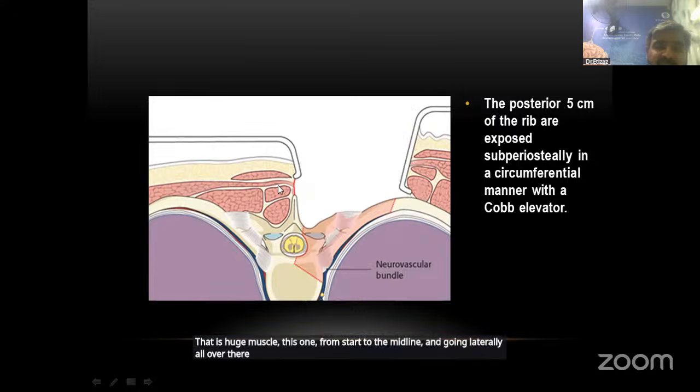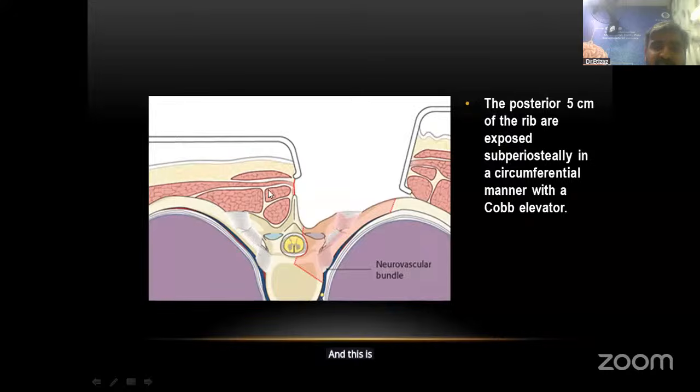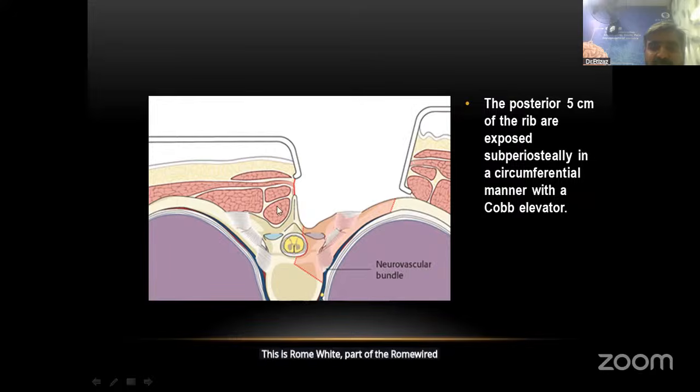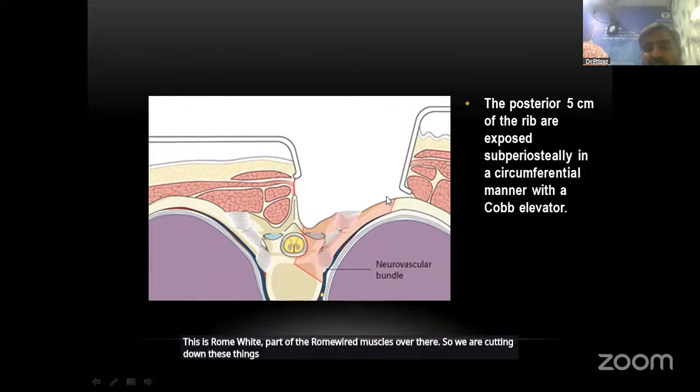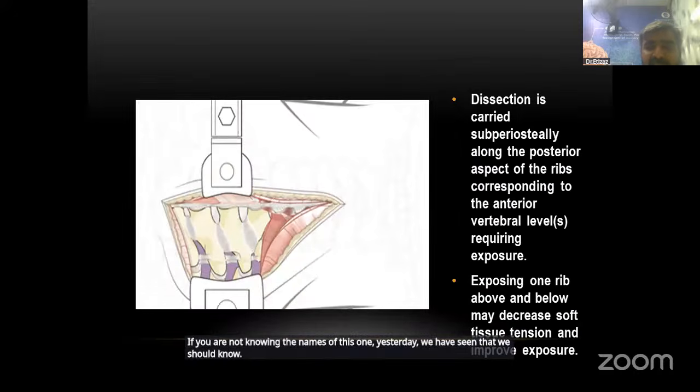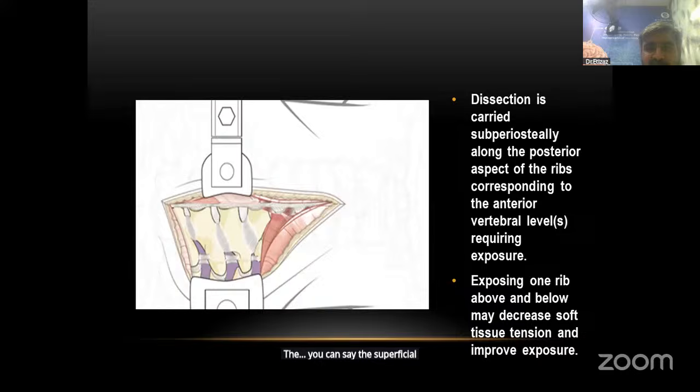It hugs the cage laterally and anteriorly, the latissimus dorsi muscle. And this is the anterior side of the muscle going deep over there. These are the paraspinalis muscles. This is part of the rhomboid muscles over there. So when we are cutting down these things, you should know all these musculatures importantly. If you do not know the names, yesterday we saw that we should know the superficial, intermediate, and deep layers.